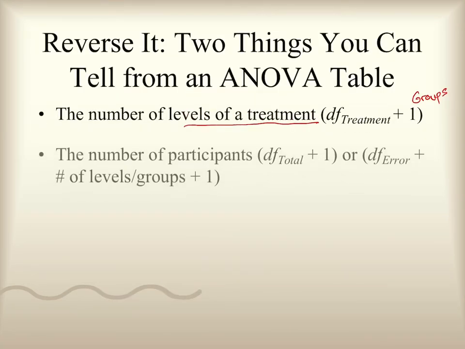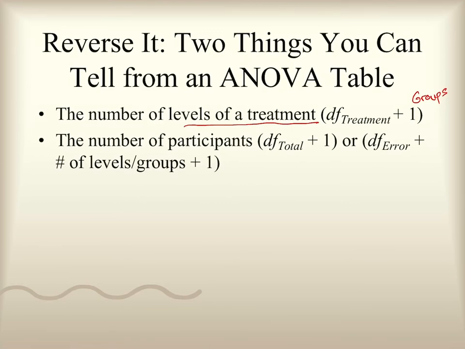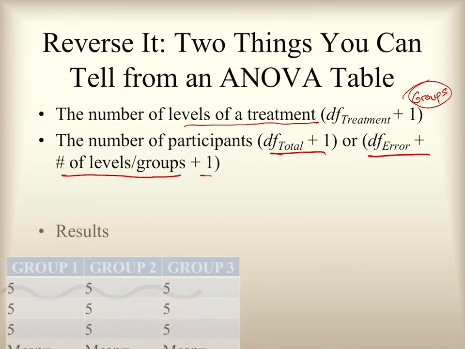The second thing that we can tell is the number of participants. There's a couple different ways we can do that. One, we can use the DF total, which we haven't talked about. But second, we can use the degrees of freedom error plus the number of levels or groups, which we've just figured out up here, plus 1. Okay, those are all things that we just did before. The DF error plus the levels of group plus 1.